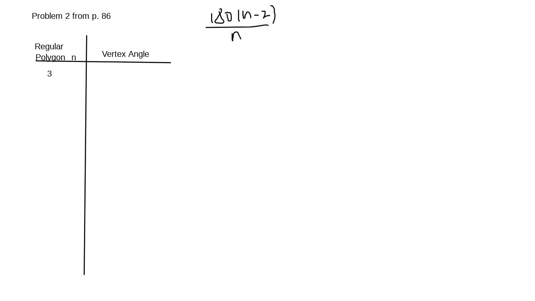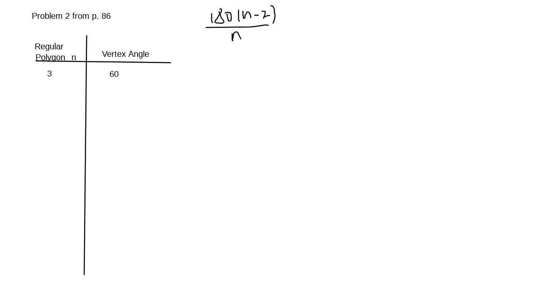So if you stick in a 3 in place of n, what you get is 180 times 1, because 3 minus 2 is 1, divided by 3. So 180 divided by 3. And that, my friends, is 60. It's always been 60. And it always will be.